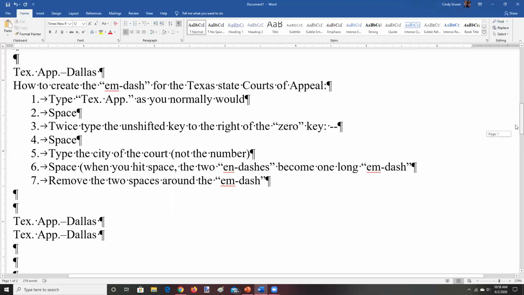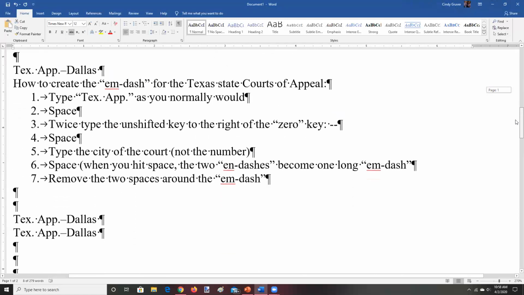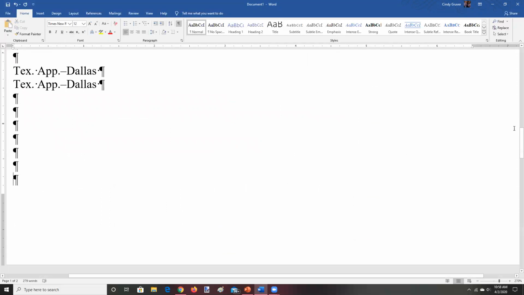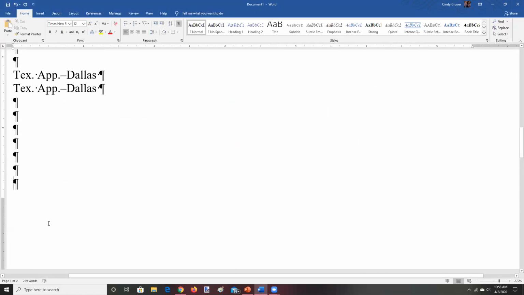Okay, so now we've learned how to do this. So we can kind of check off this. Let me just cross it out because we've covered it. And we've covered this. And we've covered this one. So now we are on the appellate court in the federal system. And we have some instructions for that too. So the problem that we have with the Fifth Court of Appeals is the problem of superscripting.